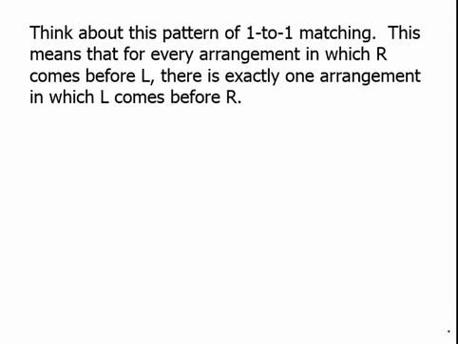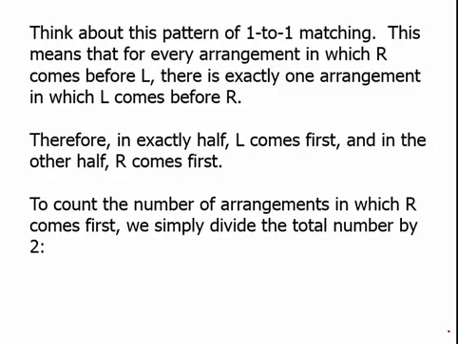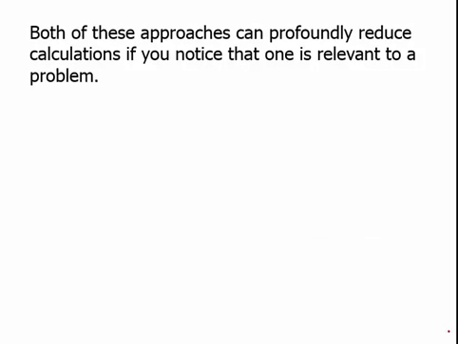Think about this pattern of one-to-one matching. This means that for every arrangement in which R comes before L, there is exactly one arrangement in which L comes before R. Therefore, in exactly half, L comes first, and in the other half, R comes first. So whatever the total number of arrangements there are, in exactly half of them, R comes before L. And in the other half, L comes before R. To count the number of arrangements in which R comes before L, we simply divide the total number by 2. So 6 factorial divided by 2, 720 divided by 2 is 360, and that's the answer.